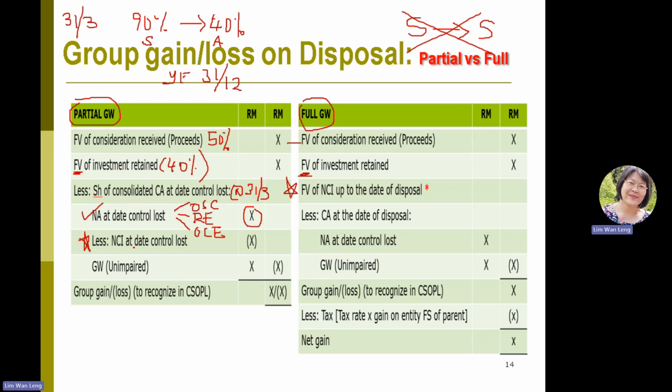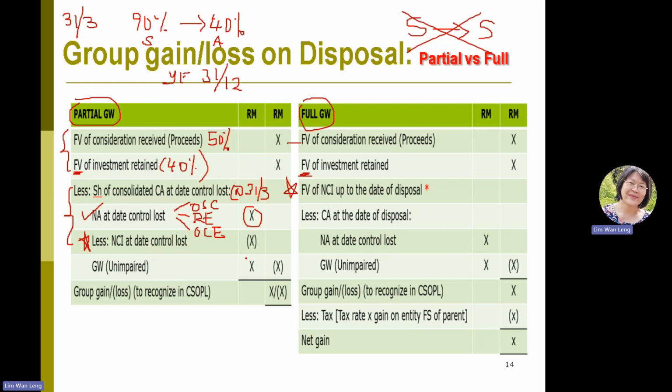Then NCI, also you will compute up to 31st March, up to the date the control is lost. Okay, because you see, you are only having the proceeds of 90%. So which means you must also remove the portion that belongs to NCI. I mean, when you want to find out gain or loss, you have to compare like with like, because on top here, you are taking 90%. Of course, the net worth here, you must also take 90% only. So you remove how much the NCI is appearing at 31st March.